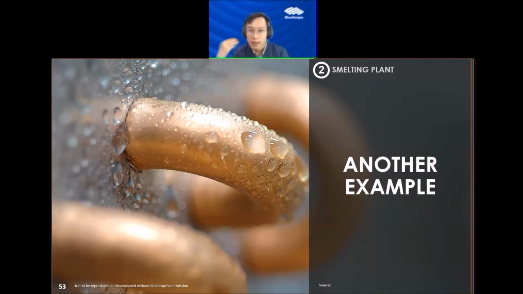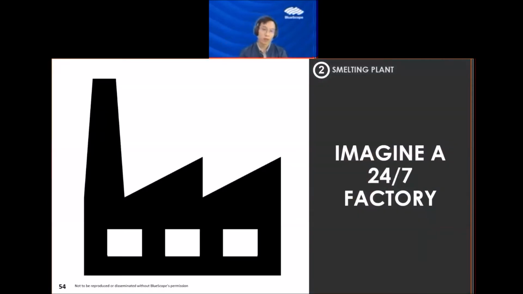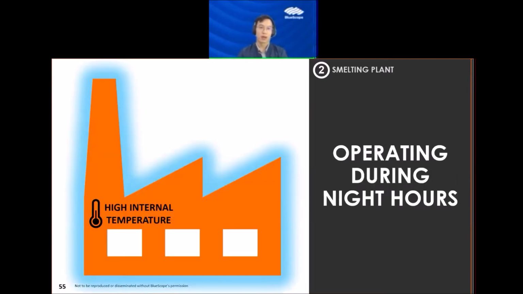Okay, and coming back to our topic of smelting plant. Just imagine a smelting plant. Normally, smelting plants would not stop production because heating up the furnace or whatever machine they need to run takes a lot of energy. That's why it is normally a 24/7 factory. So having a 24/7 factory, especially in Malaysia, has a certain risk to it. So this is the risk.